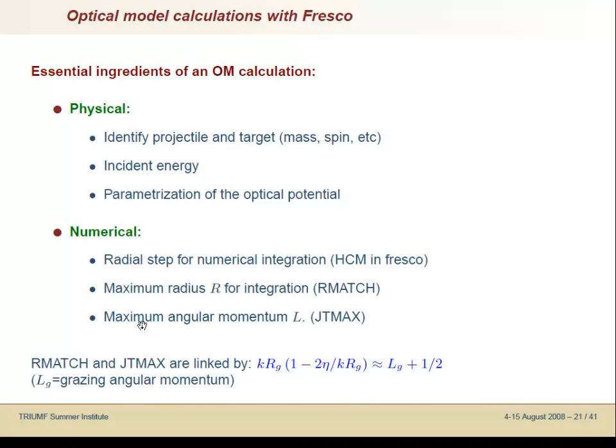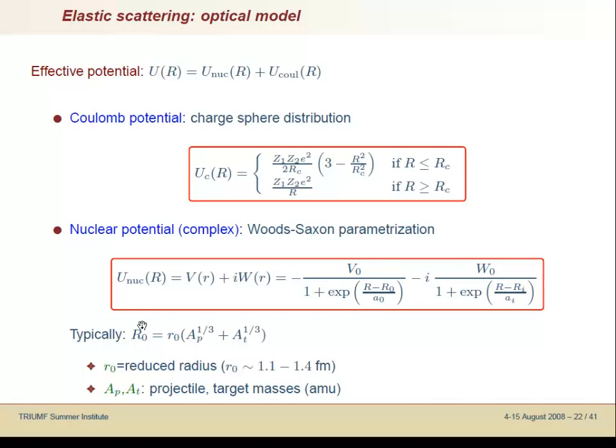Okay, so now we want to do an optical model calculation, so we have to define our optical potential that will contain, in general, a Coulomb part. The simplest way is just to consider that we have a uniform distribution of charge, in which case we have this analytic expression. So in this case, Fresco of course needs to know the charges of the projectile and the target, but also the radius of this charge distribution. So in the Coulomb case, that's very simple.